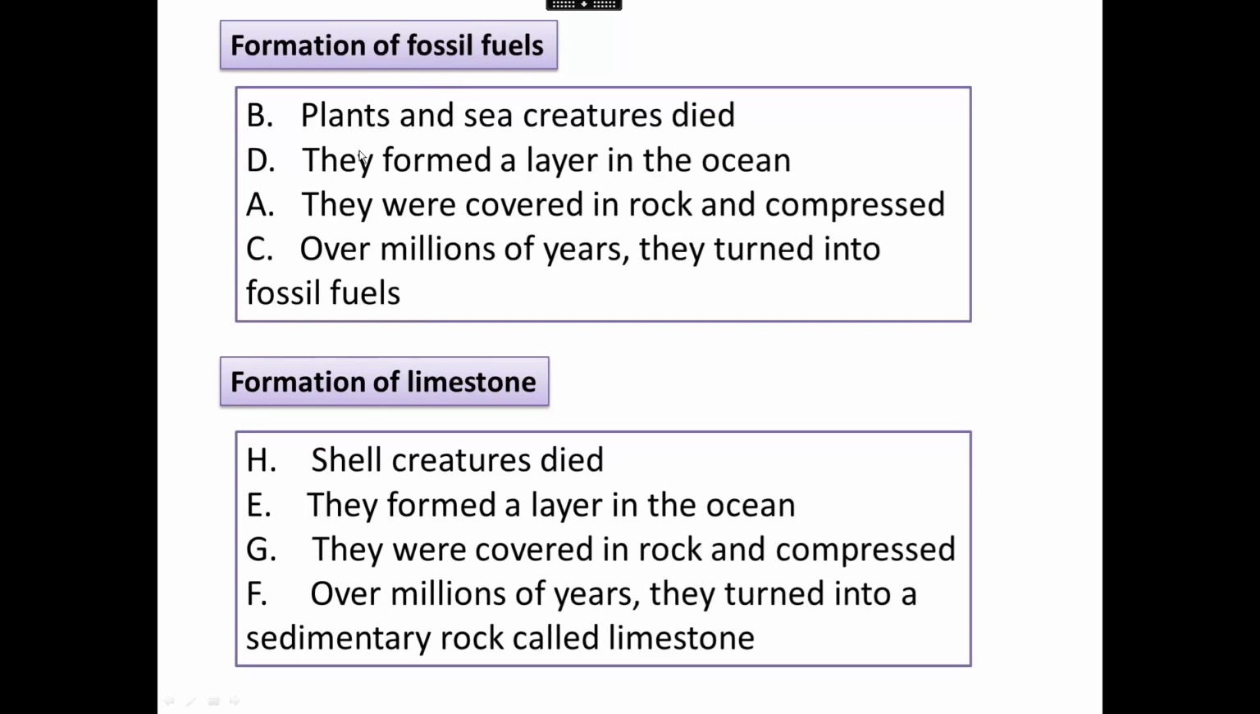Formation of fossil fuels. Firstly, plants and sea creatures died. They formed a layer in the ocean. They were covered in rock and compressed. Then over millions of years, they turned into fossil fuels.